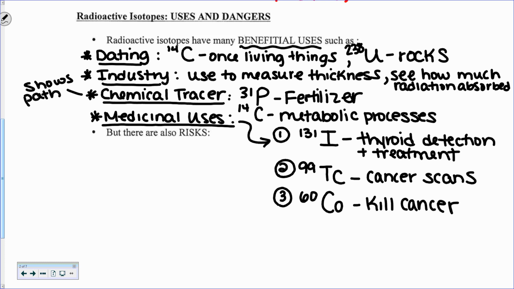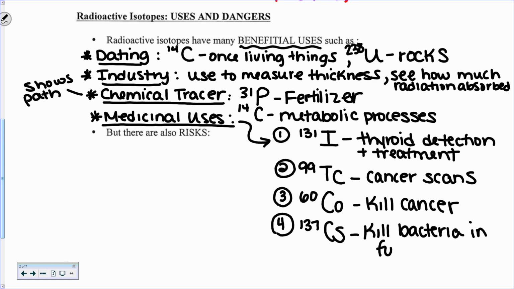And the last medicinal use, you might not think of it as just medicine, but they can use cesium-137, CS-137, and they'll kill bacteria in food with that. They'll send your food down a belt and hit it with the cesium-137. You might see this if you ever look at meat that says it has been irradiated. If it's been irradiated, that means it's gone through this process and they've killed any bacteria.